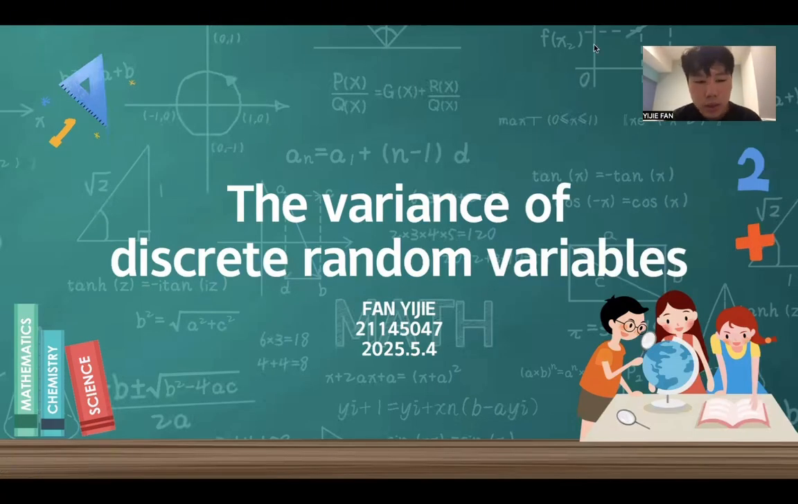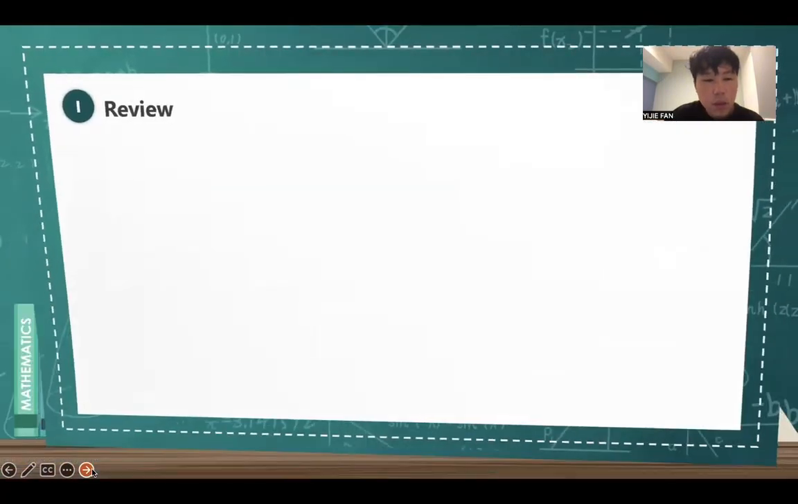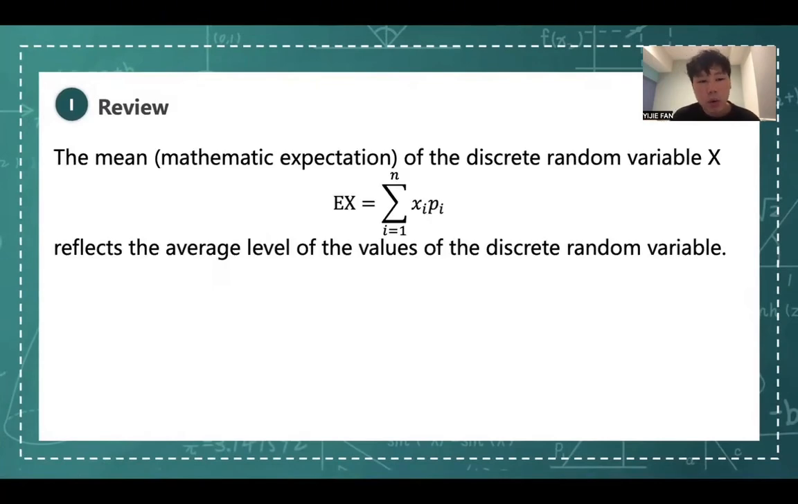Okay, today we will introduce the variance of discrete random variables. Firstly, we will review the last class. In last class, we introduced the mean of random variables. The mean or the mathematical expectation of the discrete random variable X, EX, which is equal to sigma i from 1 to n of xi times pi, reflects the average level of the values of the discrete random variable.